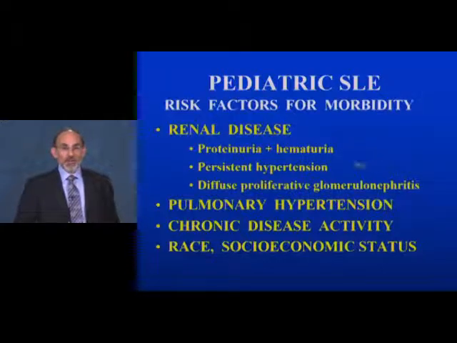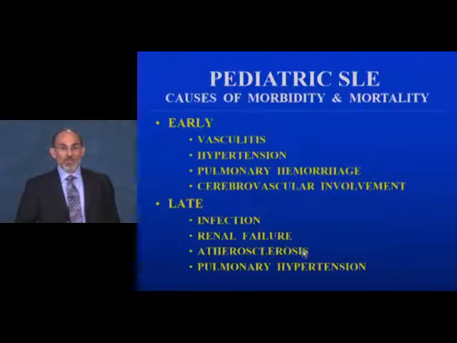Risk factors for morbidity and mortality is renal disease, class 1, 2, and 3, and the more diffuse it is, and the more persistent it is, and the more severe it is, the worse it's going to be. Other things that can develop over time, pulmonary hypertension, chronic disease activity in general is a risk factor for infection, and certain races, particularly African Americans, or socioeconomic status, those who don't have good access to health care, are also risk factors.